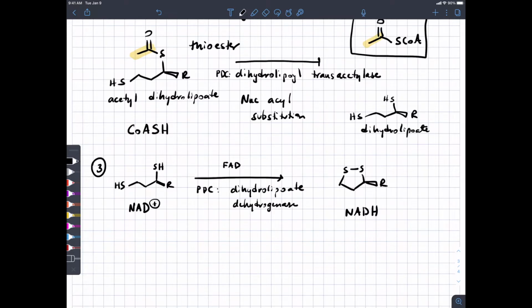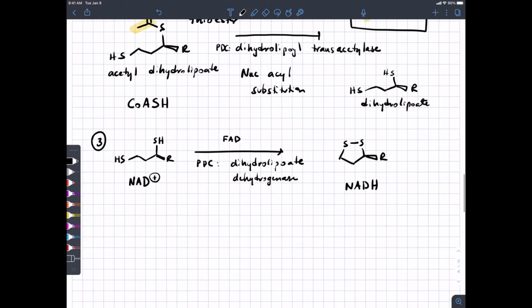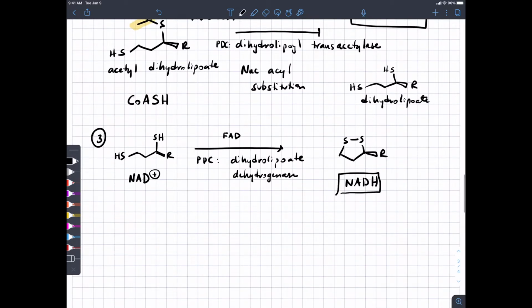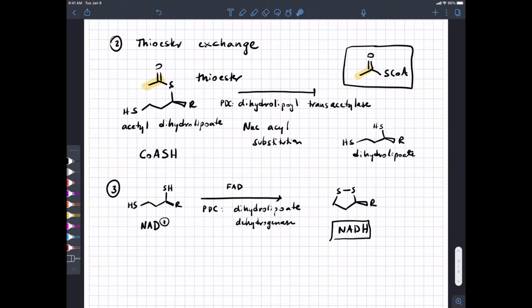Okay. And with that, we've regenerated everything we need. We have made a molecule of NADH, and that can then go to the electron transport chain, and each NADH can make about 3 ATP. So already I think we're coming out ahead relative to glycolysis. If I recall, in glycolysis we made 2 ATP and 2 NADH, or something like that. So we're making some more profit here, and we've made acetyl-CoA.